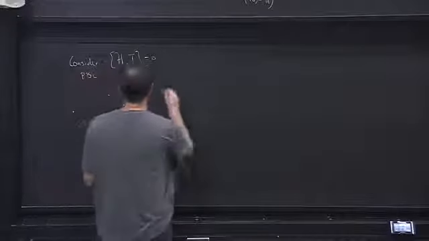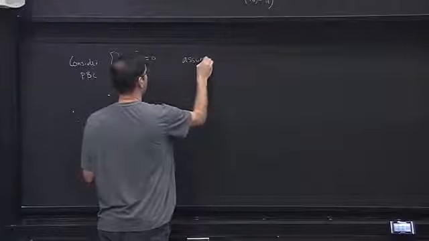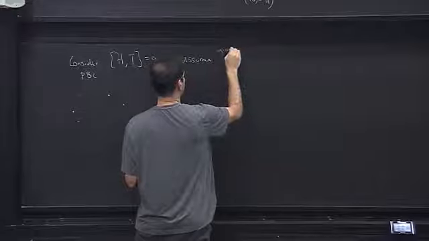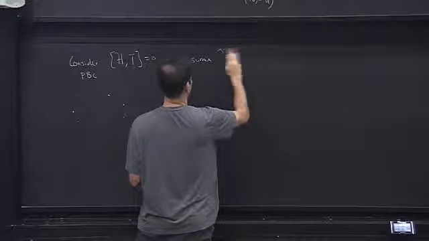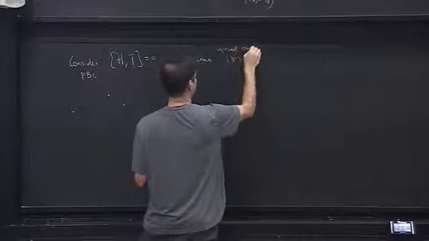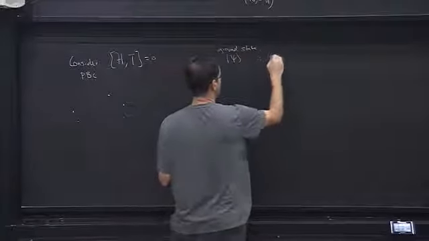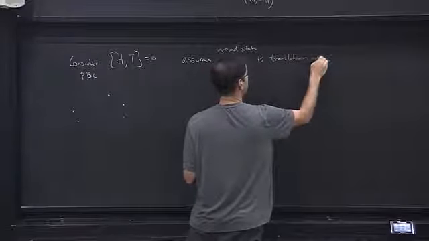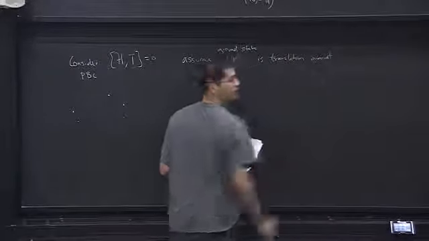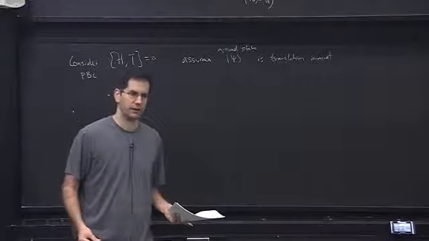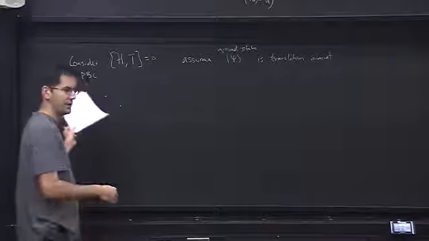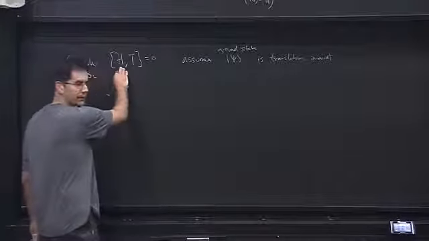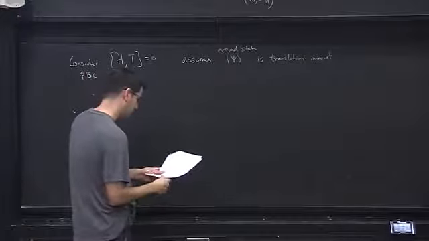And assume that the ground state is translation invariant. That basically means assume that the ground state is unique. Right? If the Hamiltonian commutes with translations and has a unique ground state, then the ground state has to be also translation invariant. Very good.